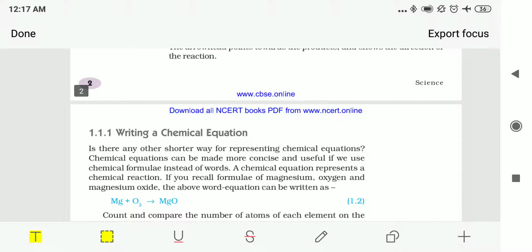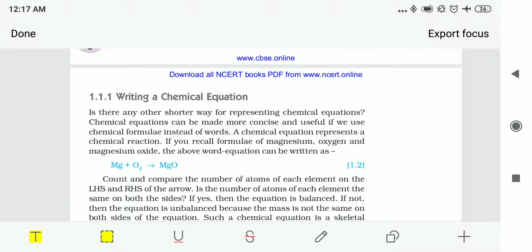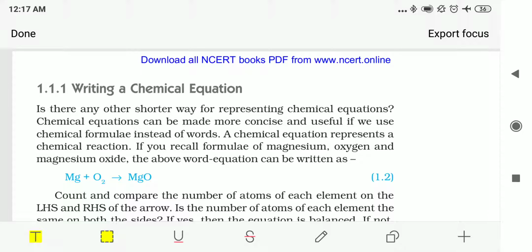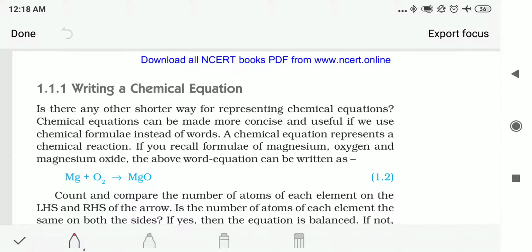The next topic is writing a chemical equation. How will we write a chemical equation? Is there any shorter way of representing a chemical equation? Chemical equations can be made more concise and useful if we use chemical formulas instead of words. While writing a chemical equation, it becomes easier, more concise and more useful when we write chemical formulas instead of words. A chemical equation represents a chemical reaction.